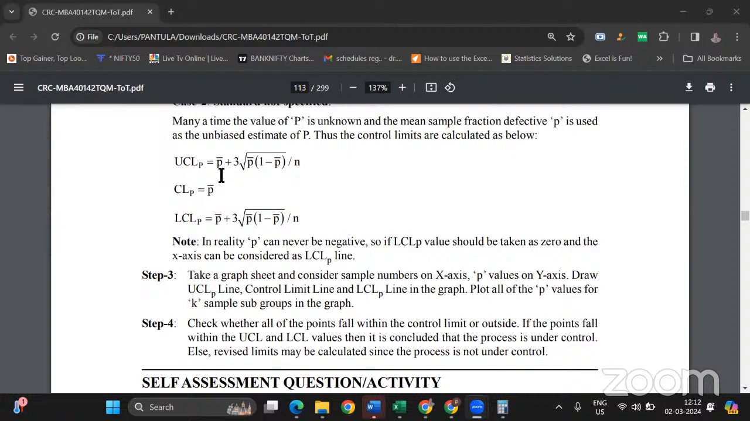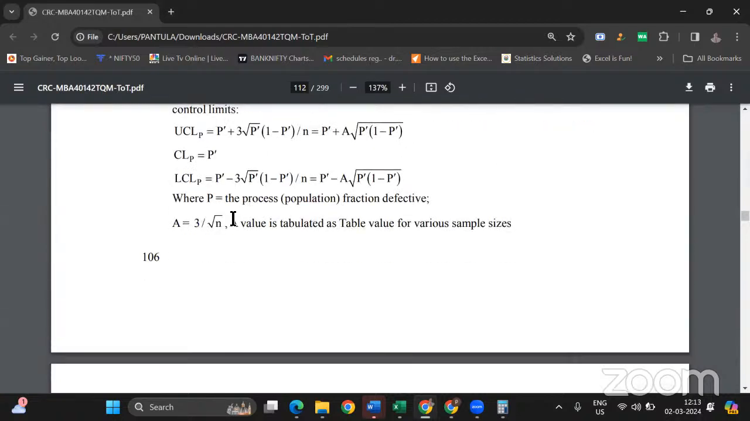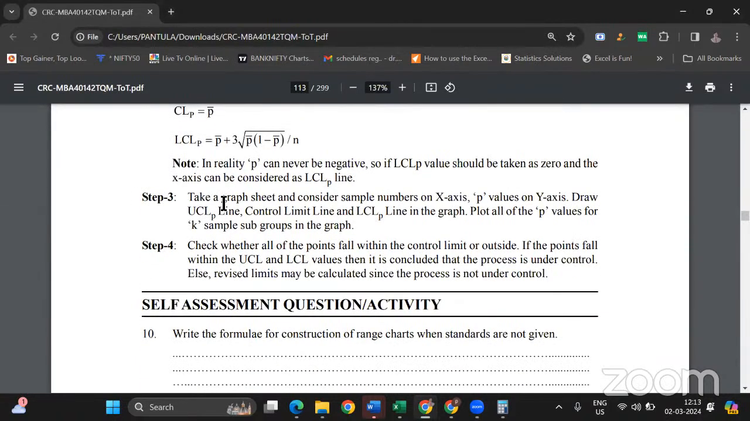So UCL equals p bar plus 3 times the square root of p bar(1 minus p bar) divided by n, and the lower control limit equals p bar minus that. So here it's not plus, it's minus. You can see here, the upper limit is plus, and the lower is minus. I think it's a printing mistake, so you can try to rectify it. It's minus, again I'm repeating here.